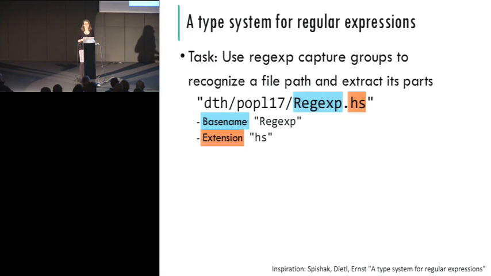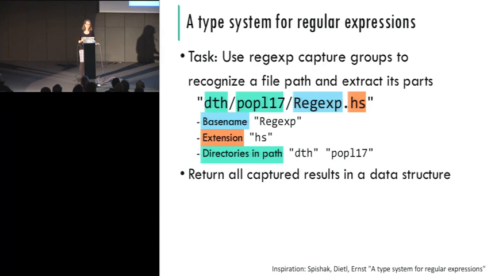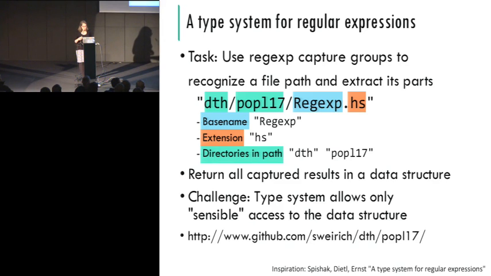Or maybe there's a set of directories in that file path, and I want all of the strings that are the directories of that file path. I want to get all this information out of that string, and I want it to come back to me in some kind of data structure. The type system is going to come into play because it's going to guard how I access that data structure. It's going to make sure that I'm using that data structure correctly. And I do have an implementation on GitHub, of course.